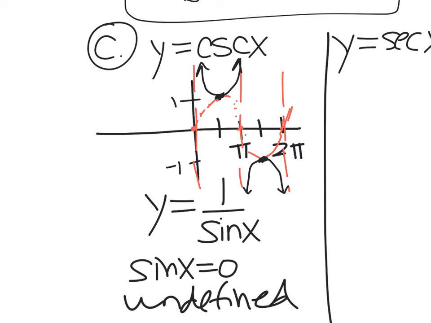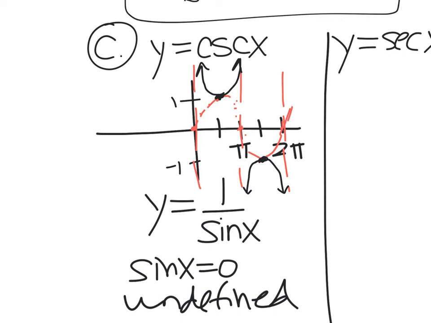Do you want to see it on your calculator? Of course you do. I'll graph it on the calculator for you. And remember, cosecant is not the same thing as sine inverse. It's the reciprocal. So if I were going to graph this on my calculator, I would do 1 divided by the sine of x. And I hit zoom trig and take a look.